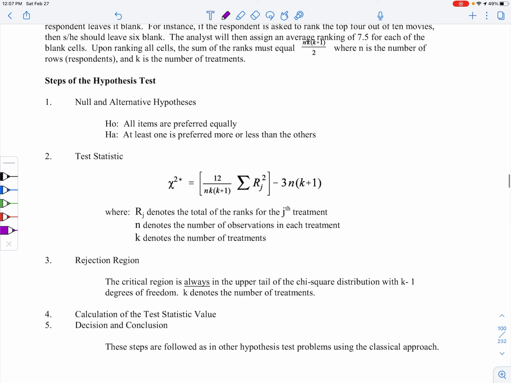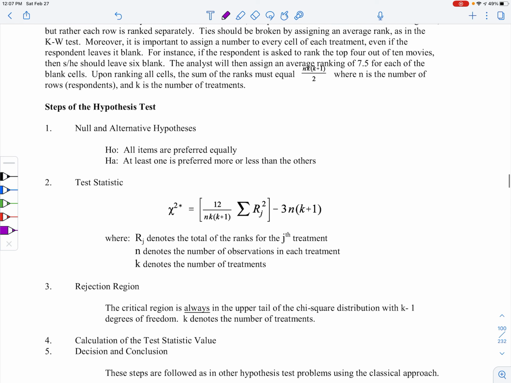So let's take a look at the form of the hypotheses here then. The null is that all of the items are preferred equally. You would probably change that into words depending on what the problem is there. And then the test statistic is, you can see it's very similar actually to what you've got there for the Kruskal-Wallis test. The only difference is that the N here represents the number of observations in each treatment. So we're talking about the number of respondents is probably the best thing to think of.